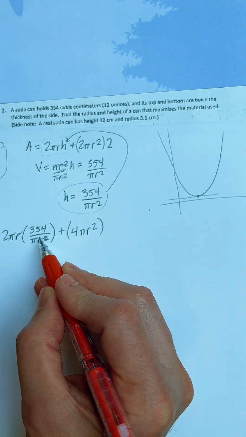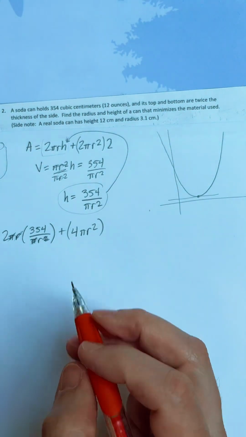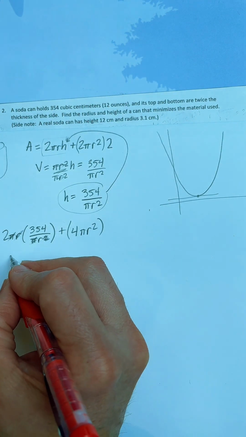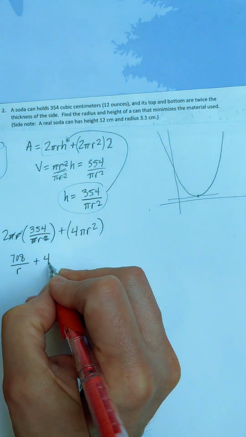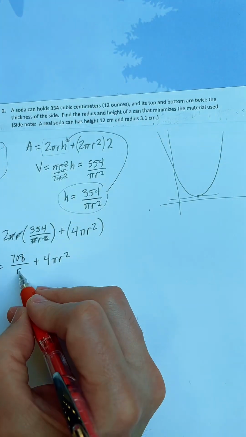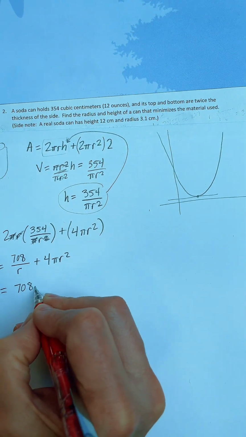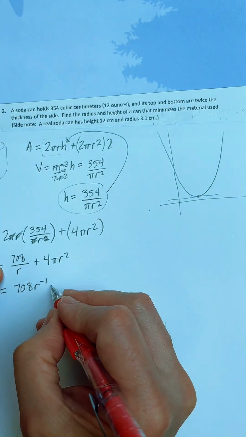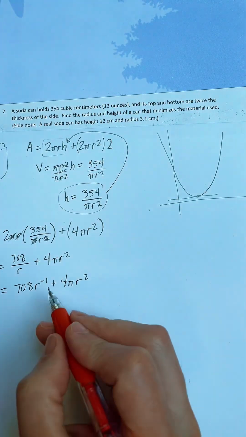So I'll scratch out the r squared and scratch out the pi, and it'll be 2 times this, and then we got that. So 2 times 354 is 708 over r plus 4 pi r squared. And we're about to do the derivative, so I'm going to move this r up. I'm just going to rewrite it so that it's 708 r to the -1, because as you know, when you change levels, the exponent turns negative. So now we have this, and we're ready to differentiate.